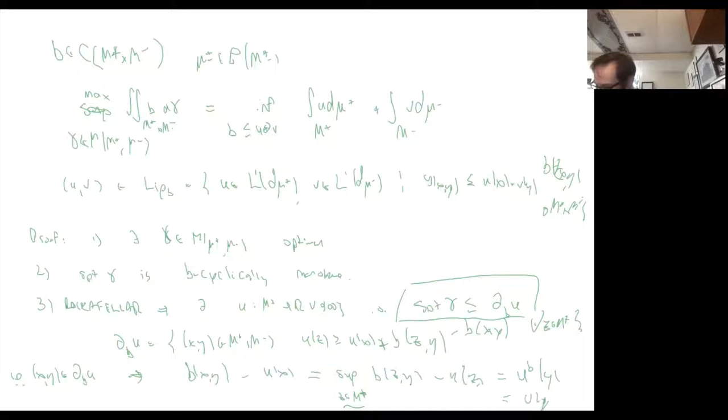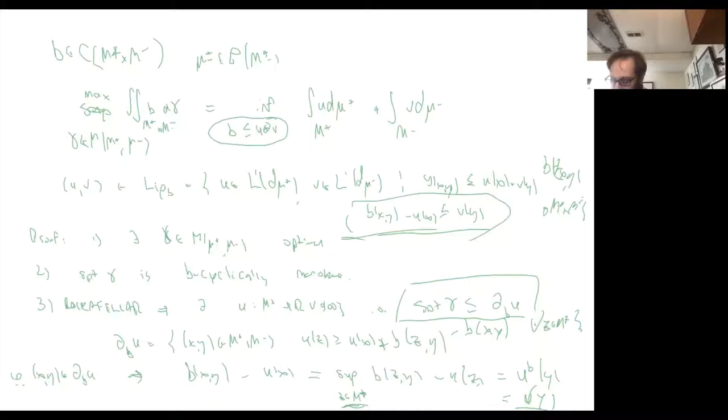what that says, it says two things. It says that first of all, v plus u satisfies this constraint because v of y is bigger than b of x,y minus u of x. And this holds for any x, basically. If I define v of y this way, then I have this inequality for all x and y. And then on top of it, if x and y is in the support, in the b-subdifferential of u, then equality holds.